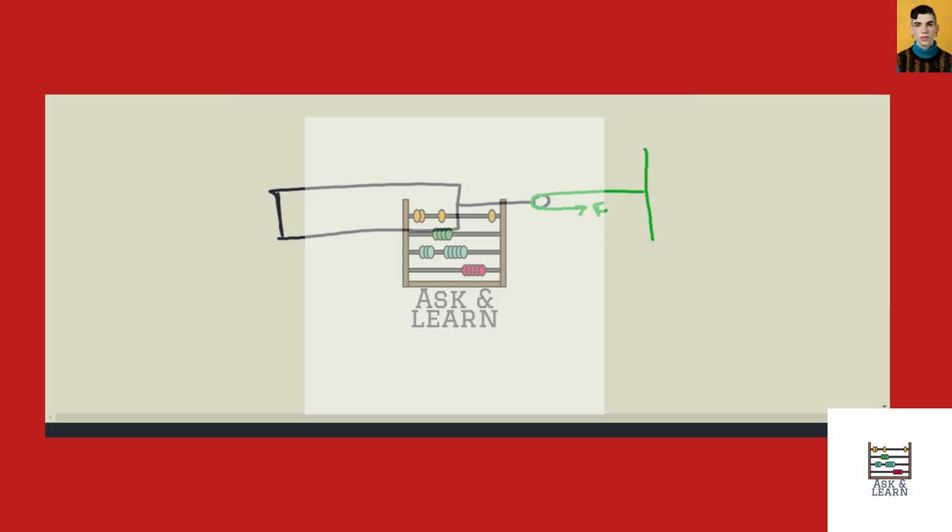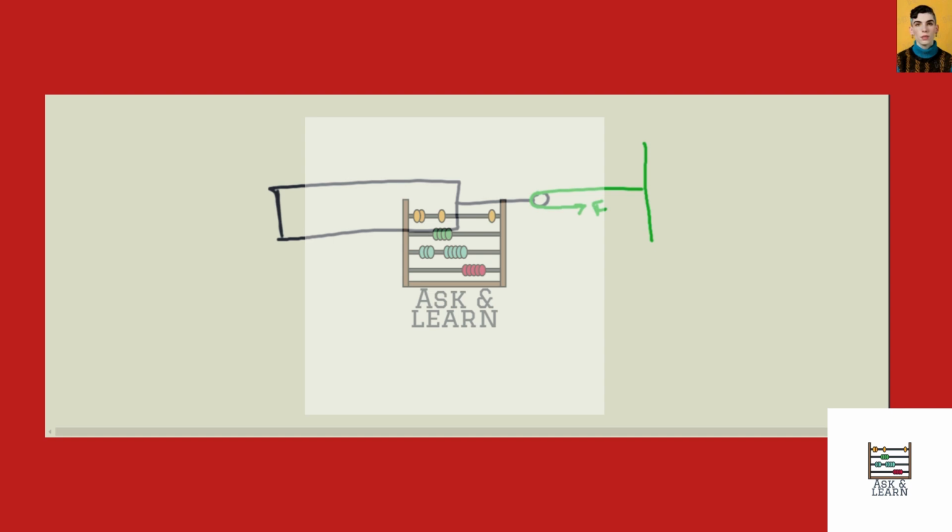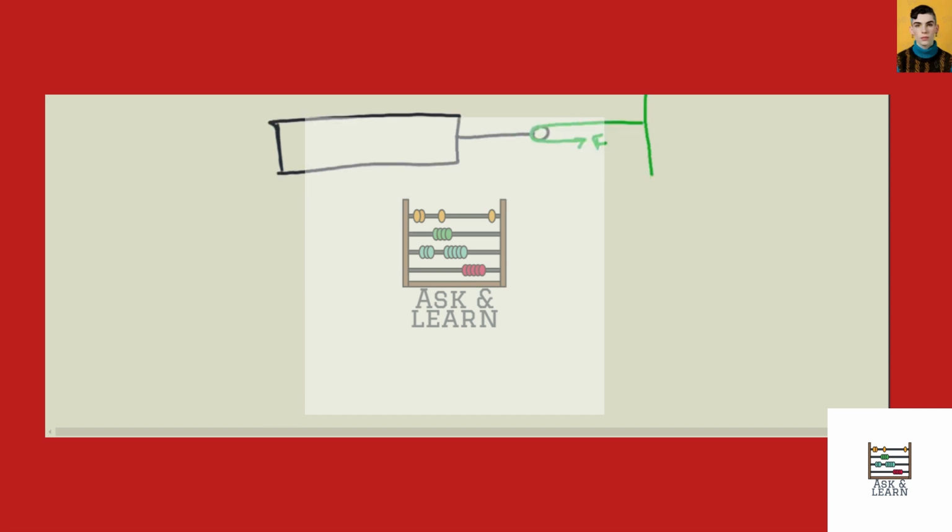In this problem, we have a block that's being moved to the right by some force in some kind of pulley system. We're given a few pieces of information, so we know that the mass of this block is 150 kilograms, and that this block experiences two types of friction. So static friction when it's sitting there, and then kinetic friction once the block begins to move.